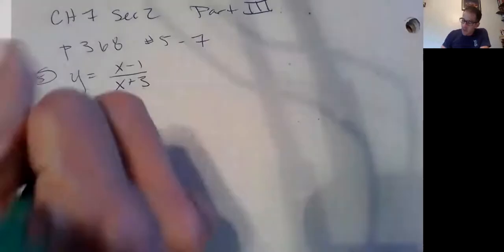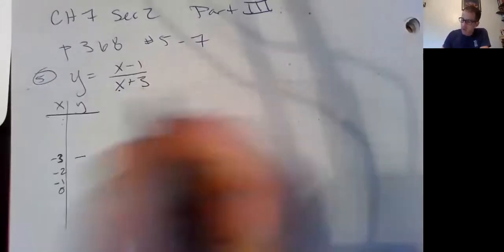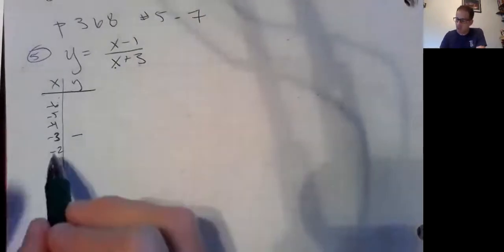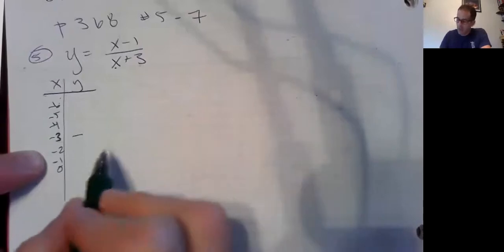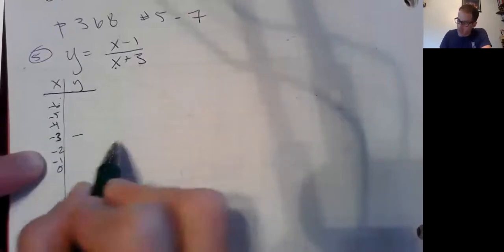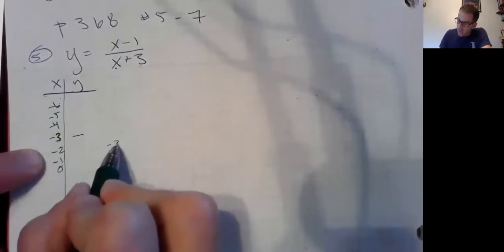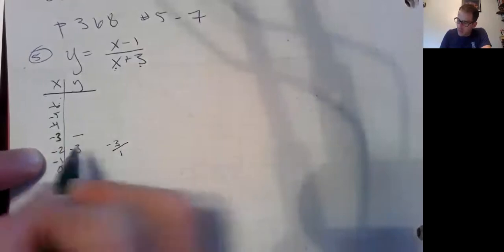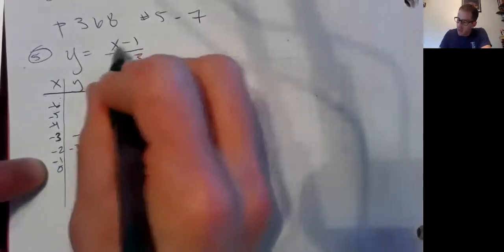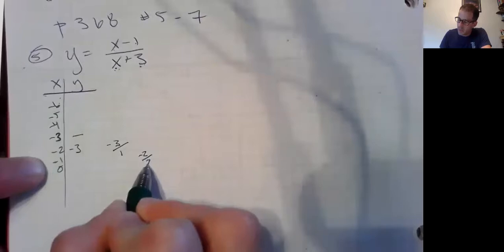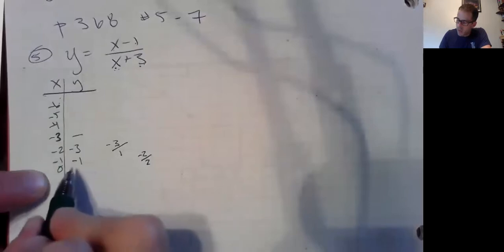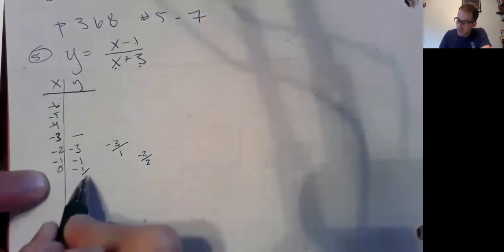3 numbers that are bigger, 3 numbers that are smaller. Let's start with -2. I have to do some math on the top and the bottom, and I'm going to try to stay organized here. -2 take away 1 is -3, -2 plus 3 is 1, so that simplifies to -3. -1 take away 1 is -2, -1 plus 3 is 2, that simplifies to -1. 0 take away 1 is -1, 0 plus 3 is 3.